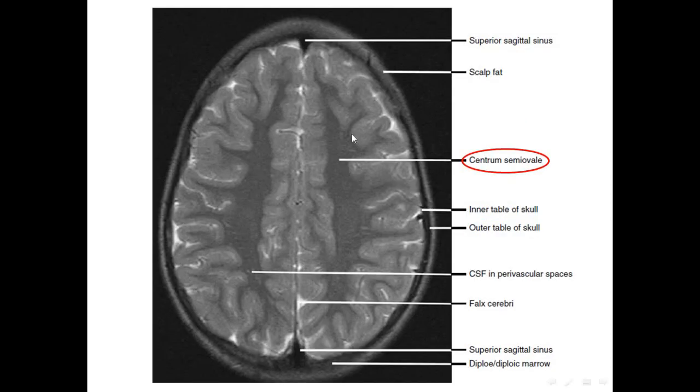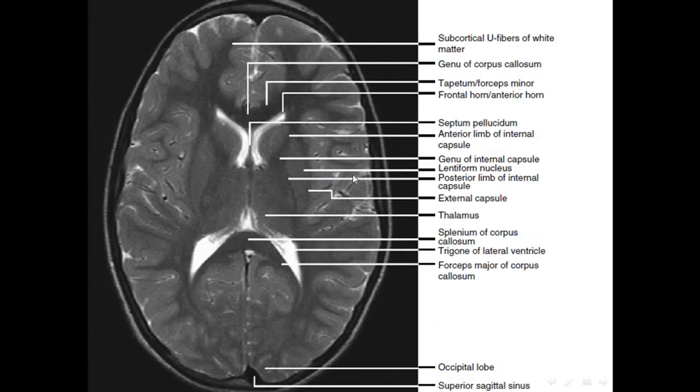This is another image, more superior. This is to show the area of centrum semiovale. This is also a white matter tract. This image shows some other areas of white matter, including the corpus callosum. This is the genu of corpus callosum, and this is the splenium here. We will talk about corpus callosum later.